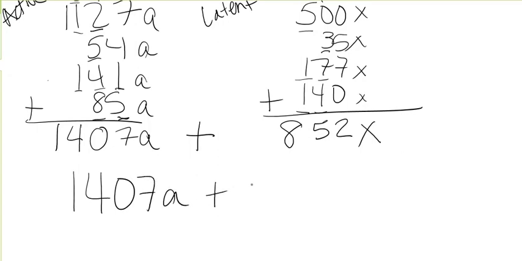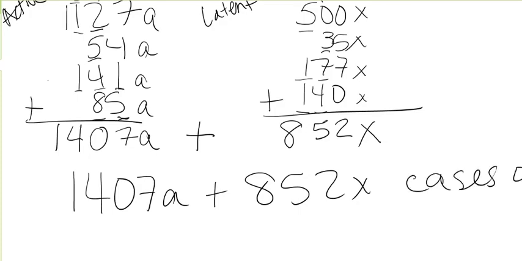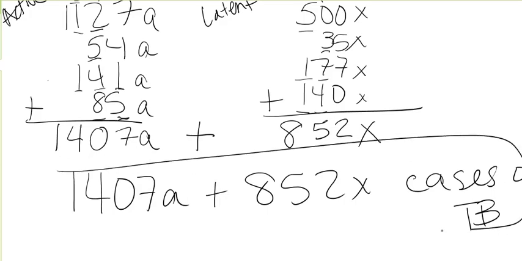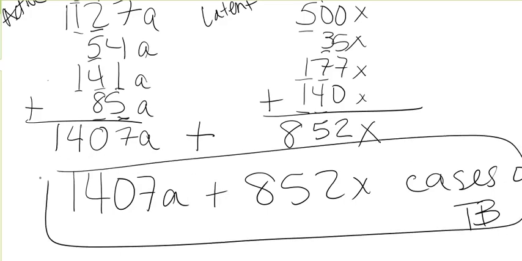So our answer is, we can show it like this to represent the cases of TB. So now we are done, because we cannot add the active and the latent cases together.